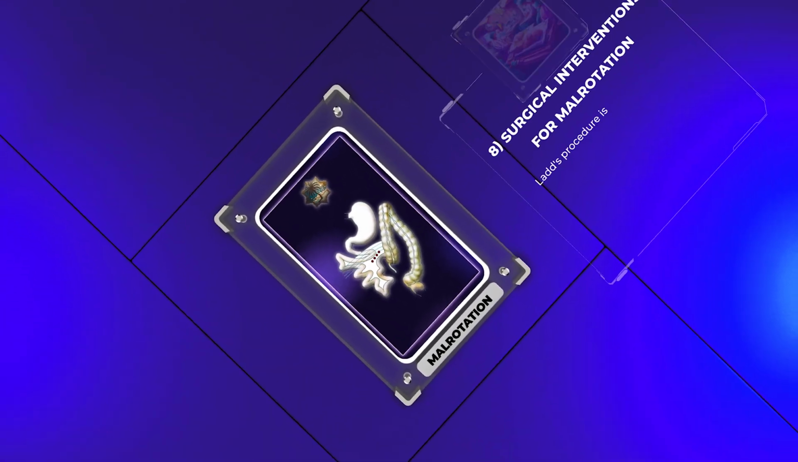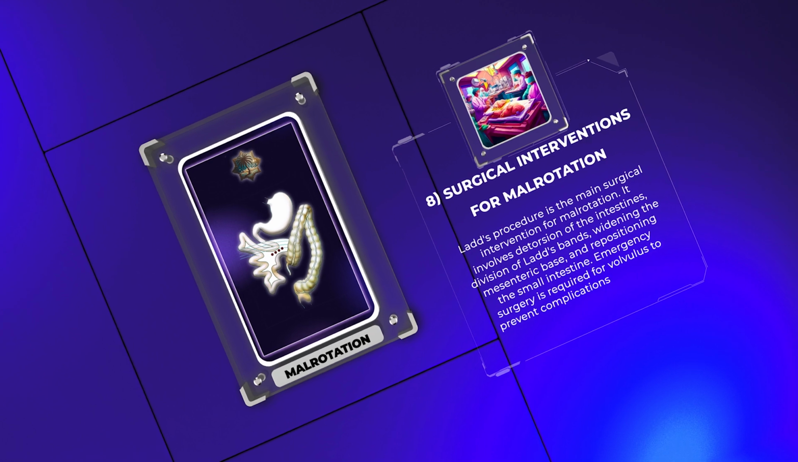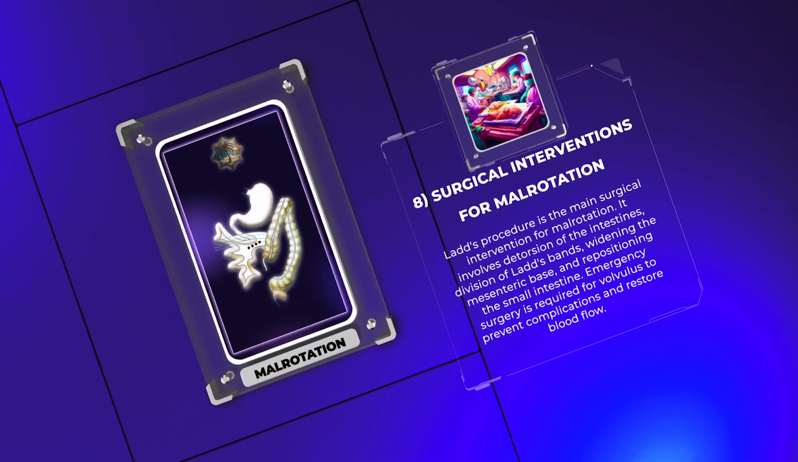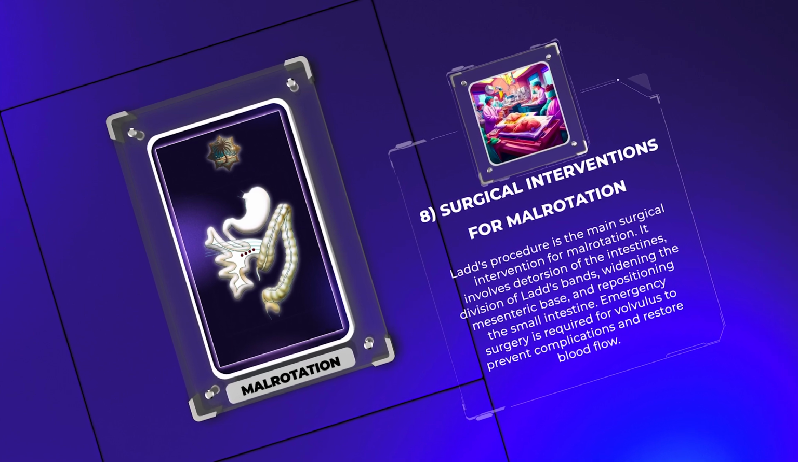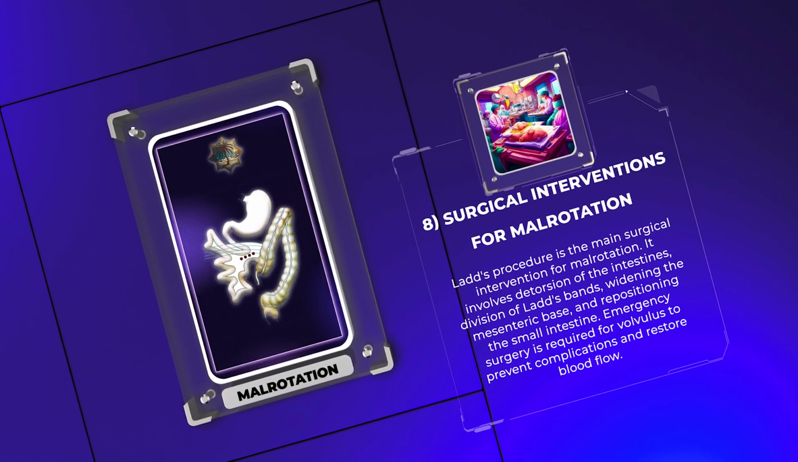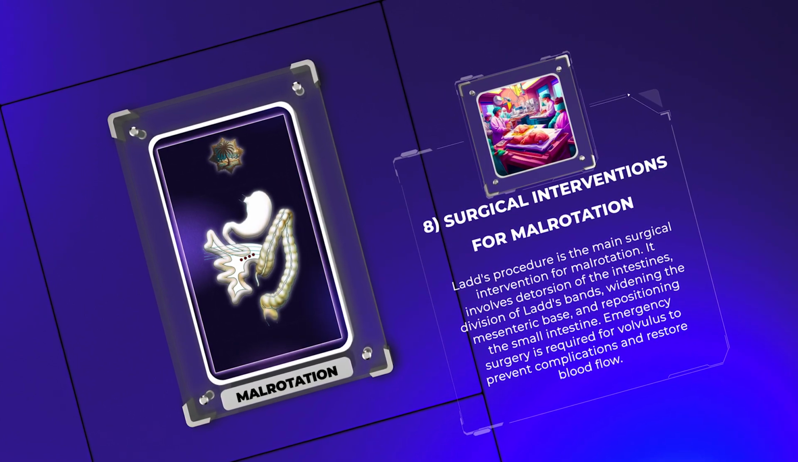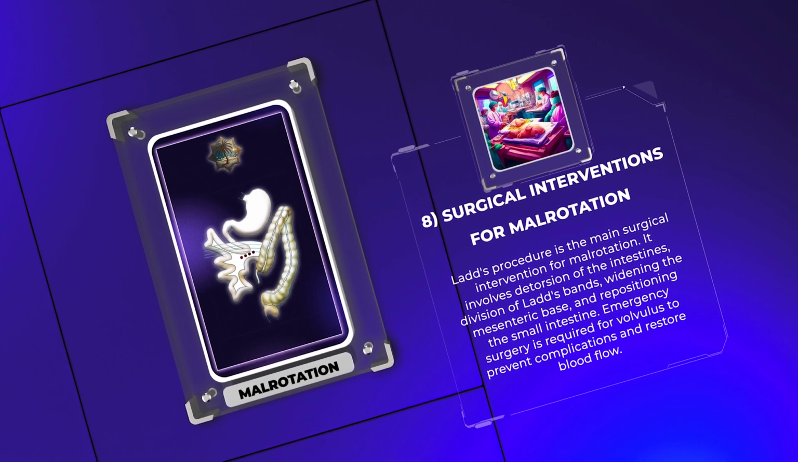Ladd's procedure is the main surgical intervention for malrotation. It involves detorsion of the intestines, division of Ladd's bands, widening the mesenteric base, and repositioning the small intestine. Emergency surgery is required for volvulus to prevent complications and restore blood flow.